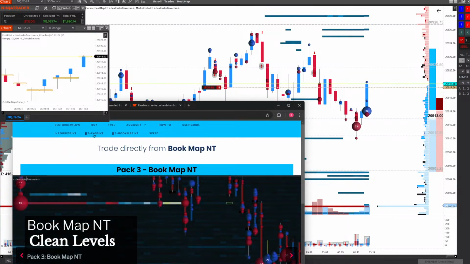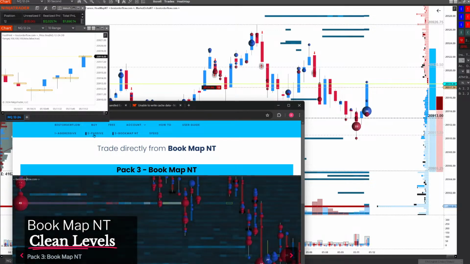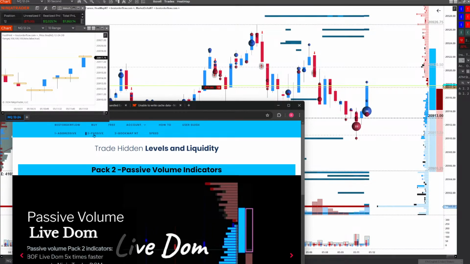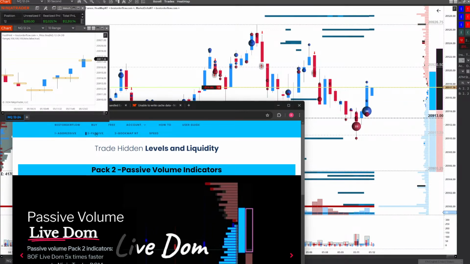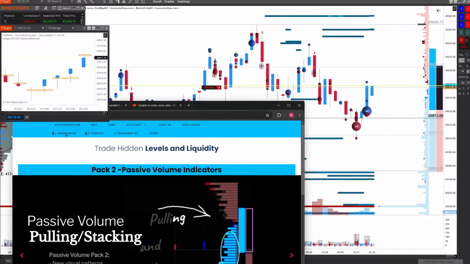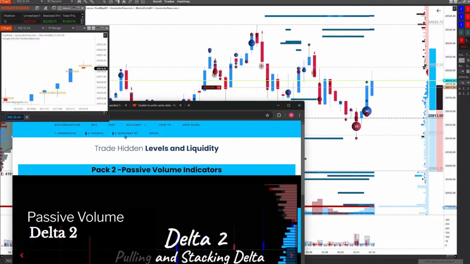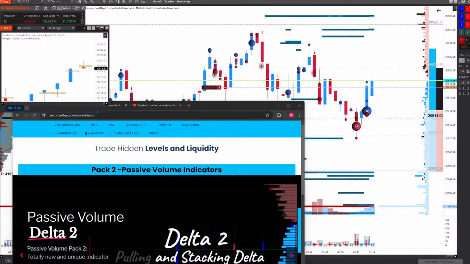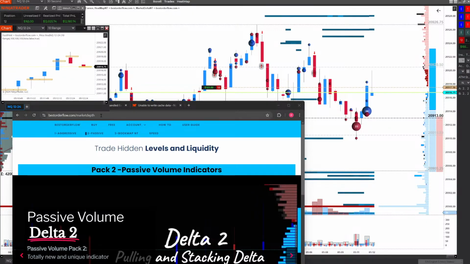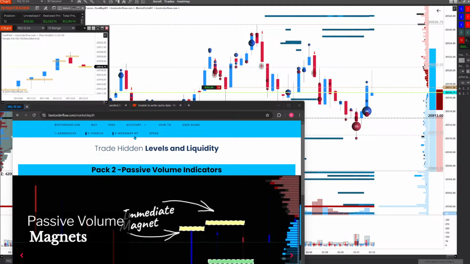And the indicator from the passive, it's level 2. That's what I mean. It's level 2 orders. Aggressive, that is the market orders, market orders volume indicators, and the passive is the limit order volume indicators. And the Bookmap, basically, it's a combination of both of them. So go to bestorderflow.com and let's go.